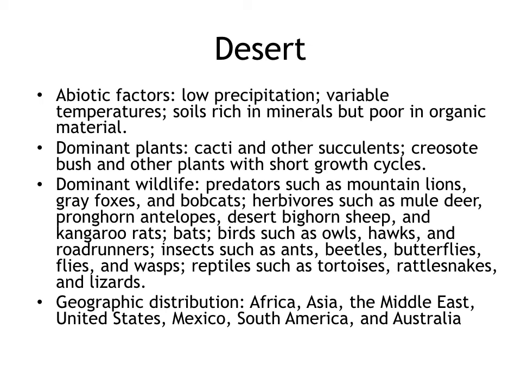Right, you're going to have foxes, bobcats, mule deer, antelope. Right, you're going to have hawks, roadrunners. Right, ants, beetles, butterflies, wasps, tortoises, rattlesnakes, lizards, and you're going to find this all over. You're going to find it in Africa, Asia, the Middle East, the United States, Mexico, South America, and Australia.